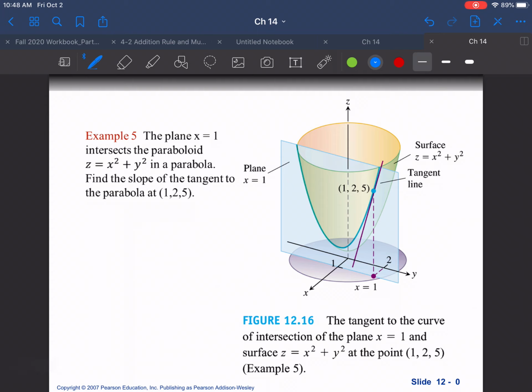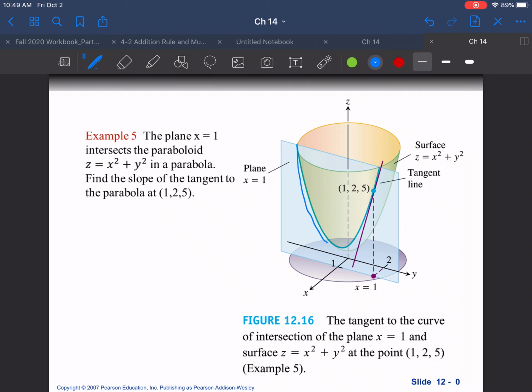Excuse me. The plane x equals 1 is going to intersect this paraboloid that's z equals x squared plus y squared into a parabola. Find the slope of the line tangent to it at that point. And so what you would do here is essentially take a partial derivative. Now, we're treating this plane that's defined by a constant value of x. So we would essentially just take that constant value of x, do that partial derivative with respect to y, and it would just give it to us right there on it, and we'd get the tangent line there for it. Okay? So hopefully that kind of makes sense to you.